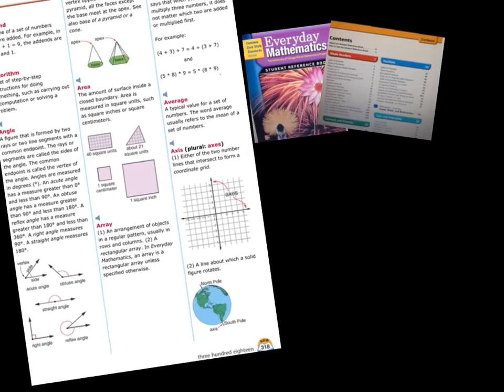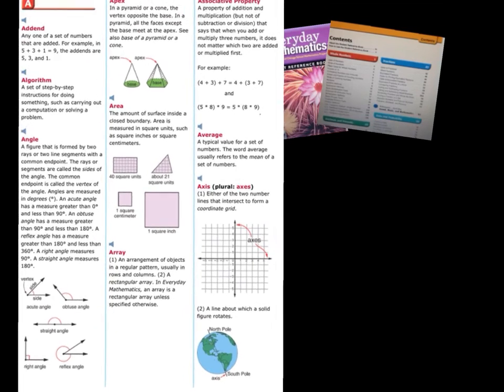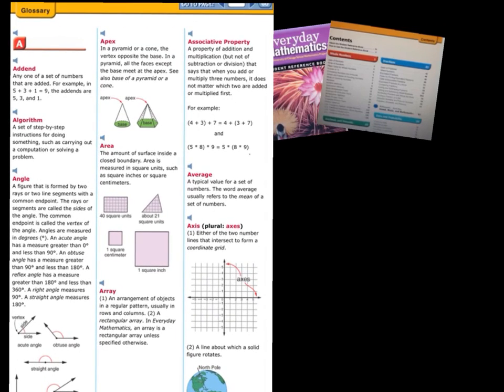Now turn to page 318 in your student reference book. This section is the start of the glossary. The glossary has any of the important math terms we might need to know in alphabetical order and gives the definition of each one. Who can tell me what the definition of area is?